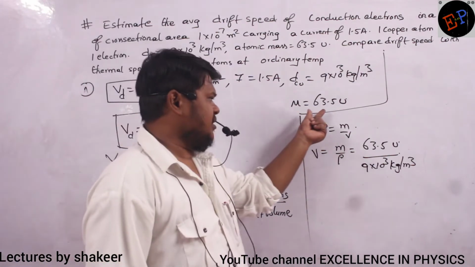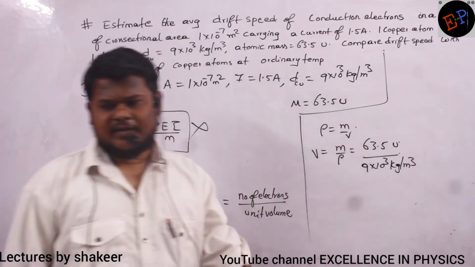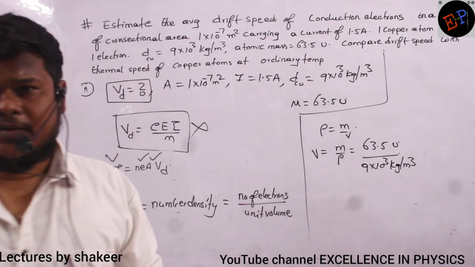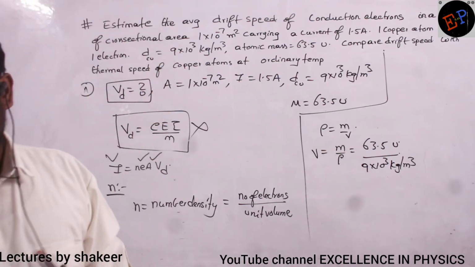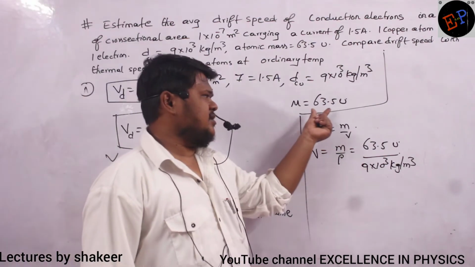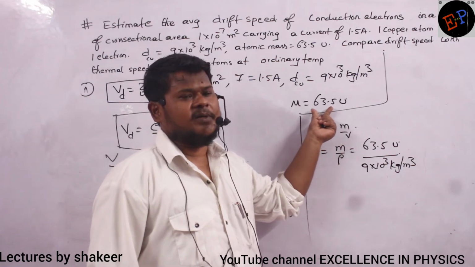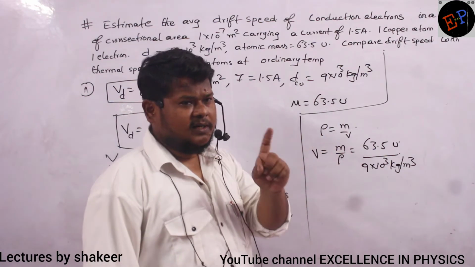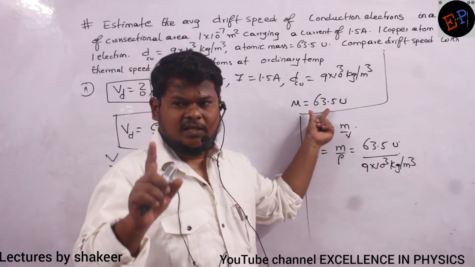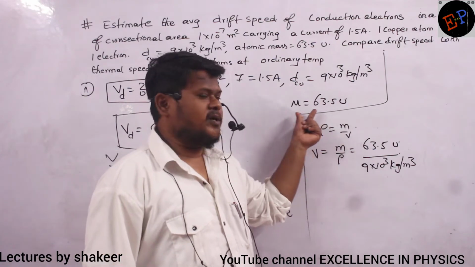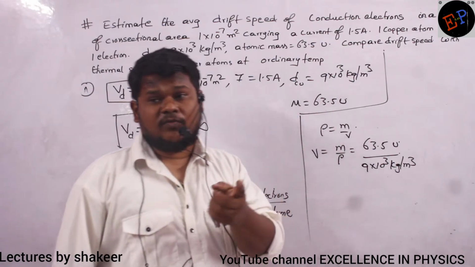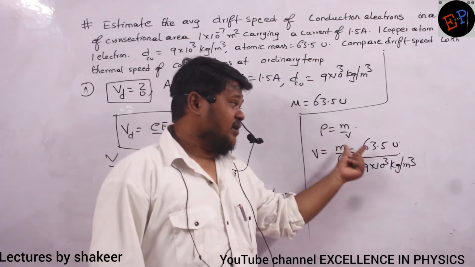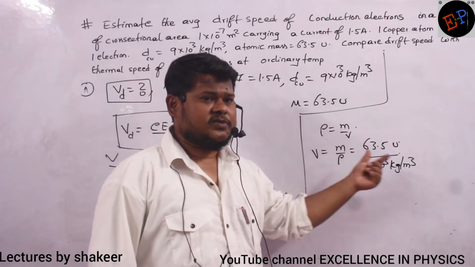So mass 63.5 U, what do you understand? Mass he gave in terms of 63.5 U. U means unified mass, or you can say 63.5 grams of copper will make 1 molar mass. That's the meaning of this. One single copper atom will have 63.5 atomic mass units. But if you take 1 mole of copper, it converts into grams.